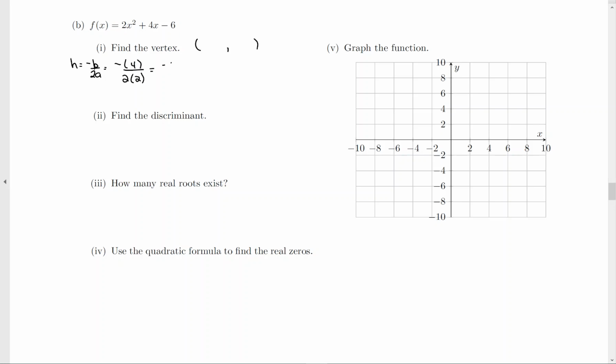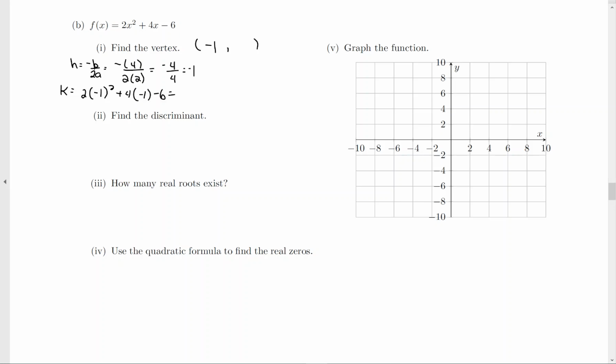So negative 4 divided by 4 is negative 1. So the x part of our vertex, better known as h, is negative 1. To find k, you substitute back in the number negative 1, so 2 times negative 1 for x, plus 4 times negative 1 minus 6 equals.